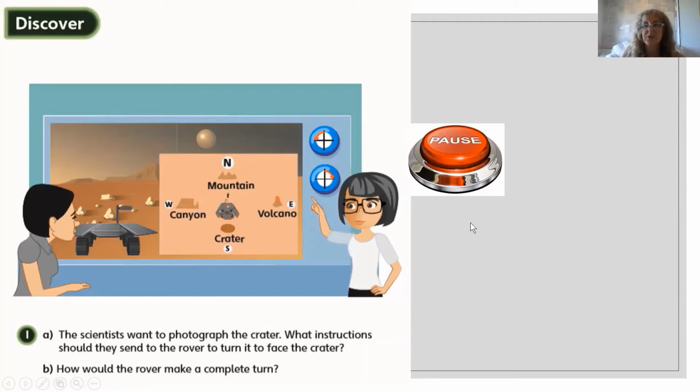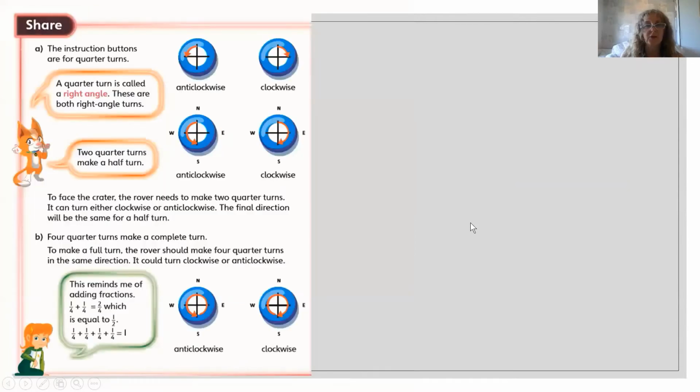Right, you might want to pause and let's have a look. So let's have a look. The instructions buttons are for quarter turns. A quarter turn is called a right angle. These are both right angle turns. We can go clockwise or anti-clockwise, any of them.